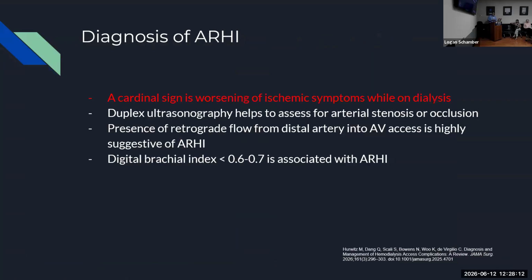Now, again, like I said, for the diagnosis of access-related ischemia, the cardinal sign is that the symptoms will worsen while they're on dialysis. Duplex ultrasonography can help to assess for the presence of arterial stenosis or occlusion. But the key feature is demonstration of retrograde flow from the distal artery going into the AV access, and that's highly suggestive of access-related hand ischemia. And I don't think we do this anymore, but just wanted to throw it in there. If ultrasounds are not available, you can do some digital brachial arterial testing, and the index would show a ratio less than 0.6. And so this also can be suggestive of ischemia related to the access.